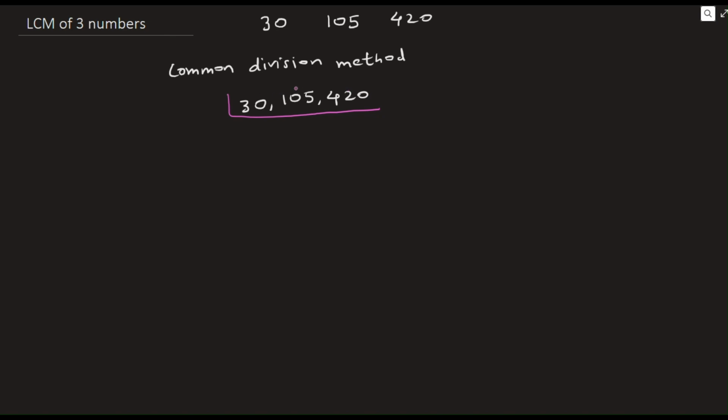And 3 divides 30 without a remainder. 105, the sum of digits is 1 plus 5, which equals 6. So the sum of digits is divisible by 3. Therefore 3 divides 105 without a remainder. Also in 420, the sum of digits is 4 plus 2, that is again 6, so it is divisible. 6 is divisible by 3, so 420 is divisible by 3, and there is no remainder. So I put 3 here as the common prime number that divides these three numbers.